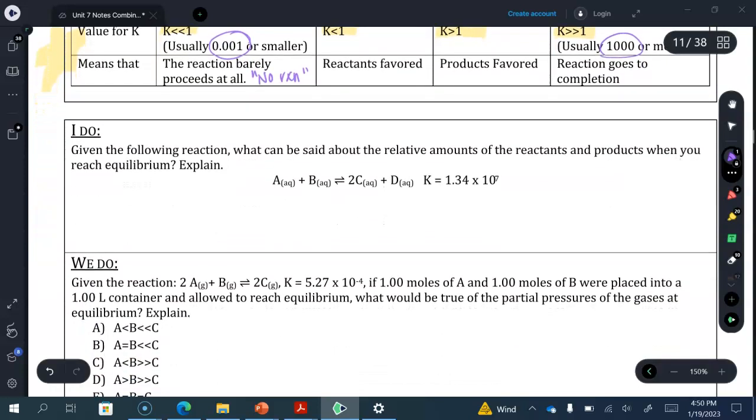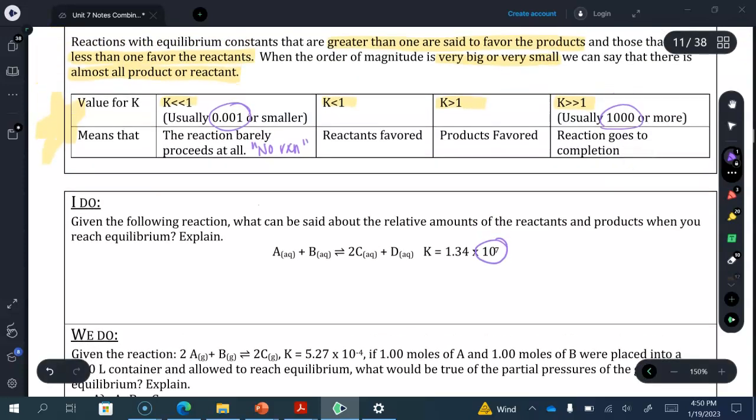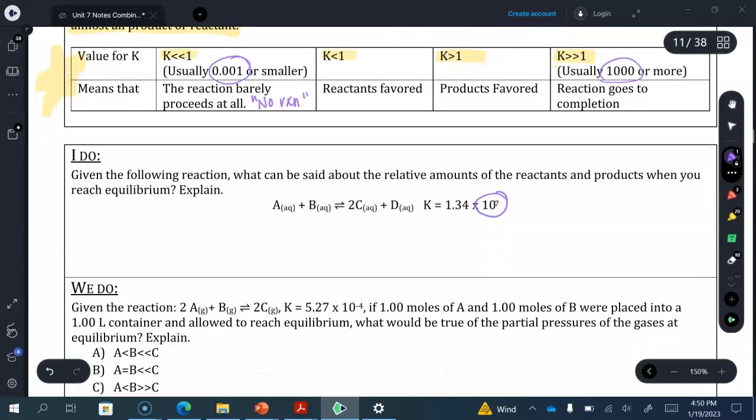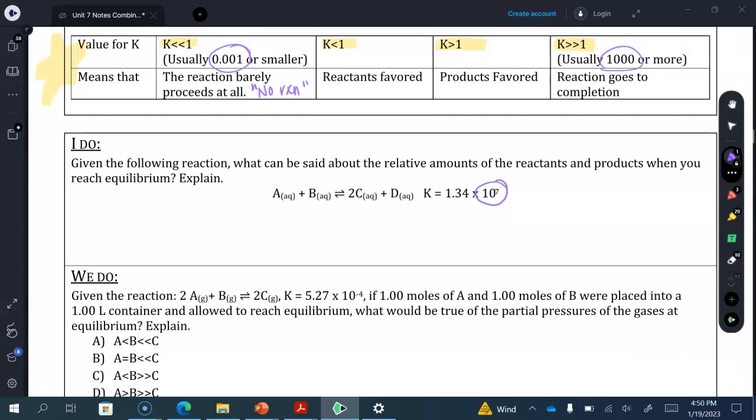So let's look at this. Given the following reaction, what could be said about the relative amounts of the reactants and products when you reach equilibrium? Explain. So we look at the order of magnitude. This is 10 to the 7th, which is much bigger than 10 to the 3rd, which is our guideline for going to completion.